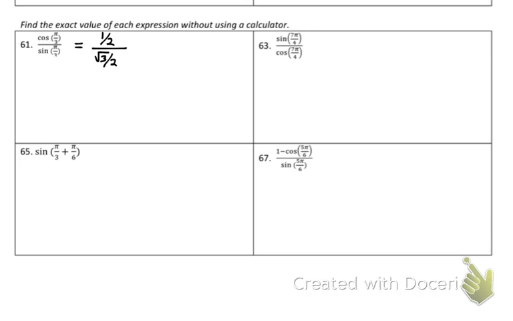So if I ever have a fraction being divided by another fraction, I don't know if you remember this, it's keep, change, flip. I'm going to keep the top one, change this to multiplication, and flip the bottom one. So we keep the top fraction, change the sign to multiplication, and then we have 2 over square root of 3. Our 2 over 2 is going to cancel out, and I'm going to be left with 1 over square root of 3.